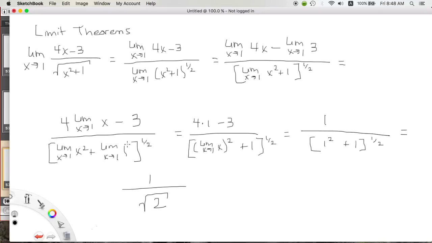So make sure you look over those limit theorems. Again, almost all of them are the same ones from the sequences from when we first started limits. And so you can use those for functions as well. So do some practice problems. Make sure you've got this down.